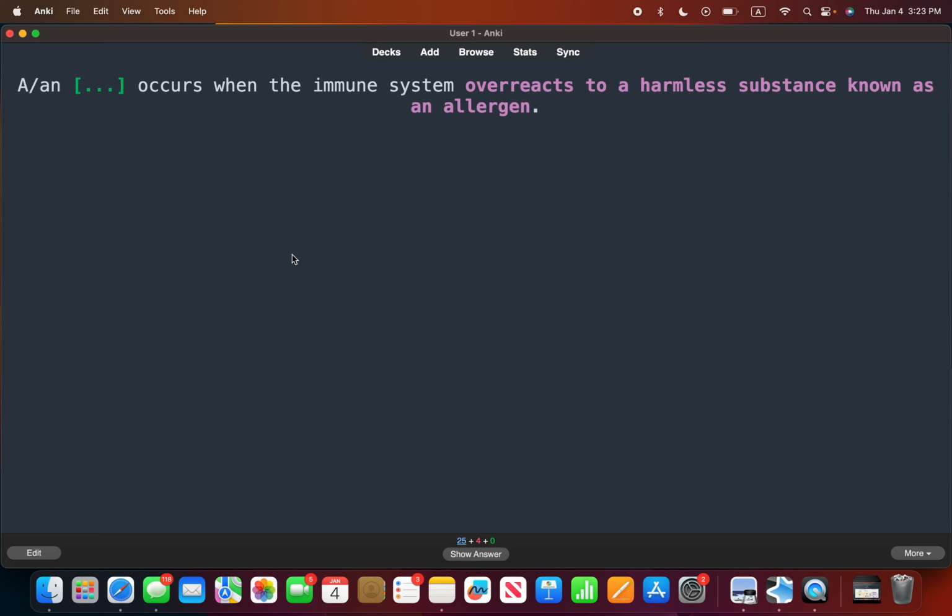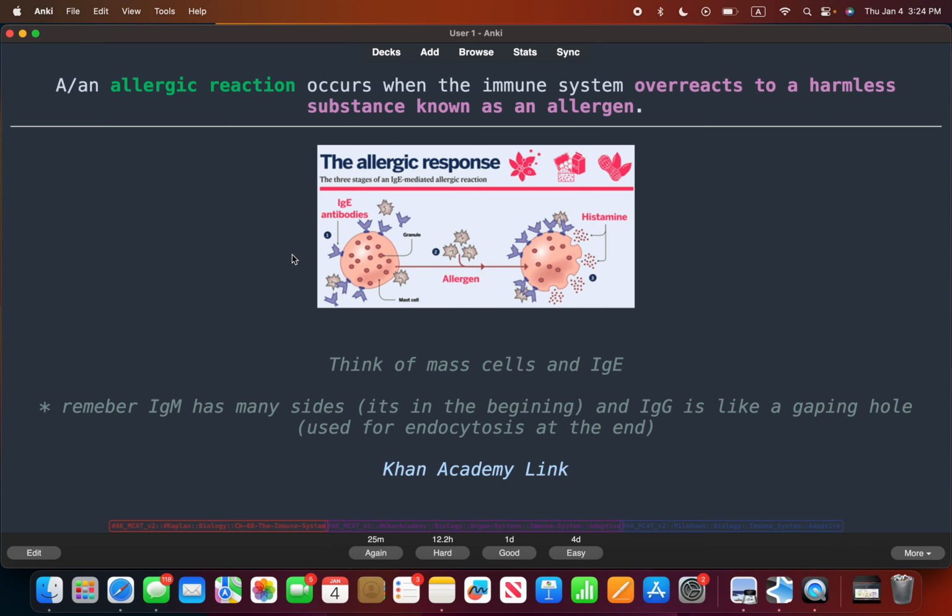What occurs when the immune system overreacts to a harmless substance known as an allergen? So when you have an allergen, it's a harmless substance, but the body overreacts to it. It is an allergic reaction, right? So an allergic reaction is what happens when your body overreacts to a substance that is harmless, known as an allergen.